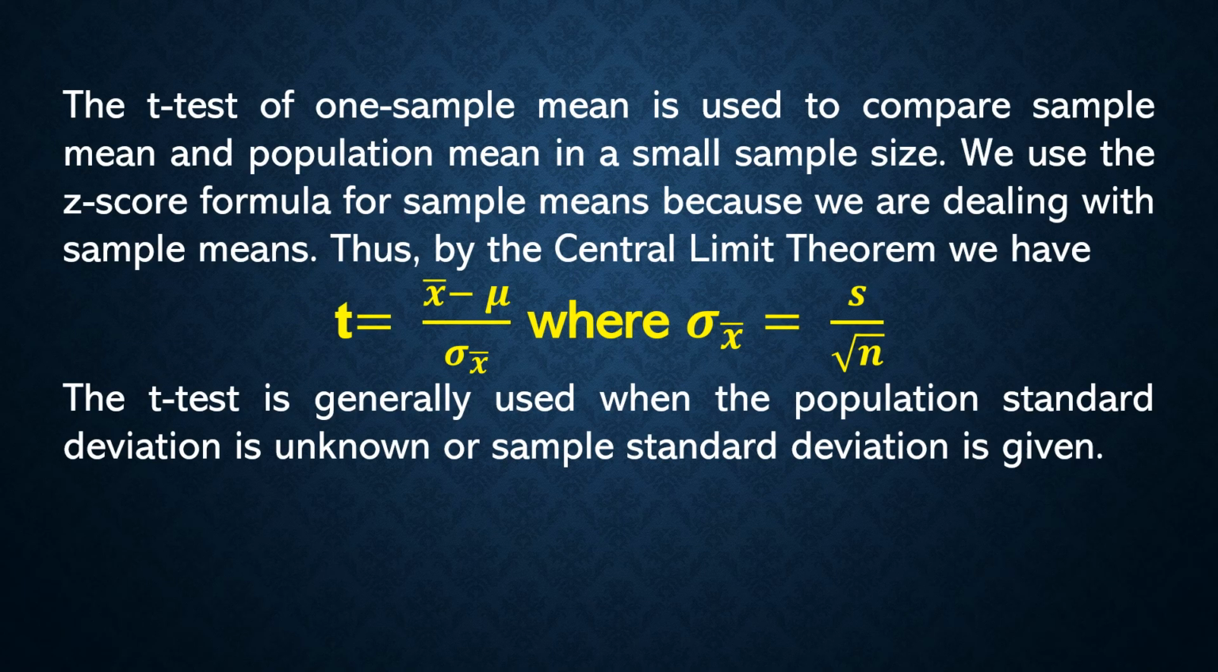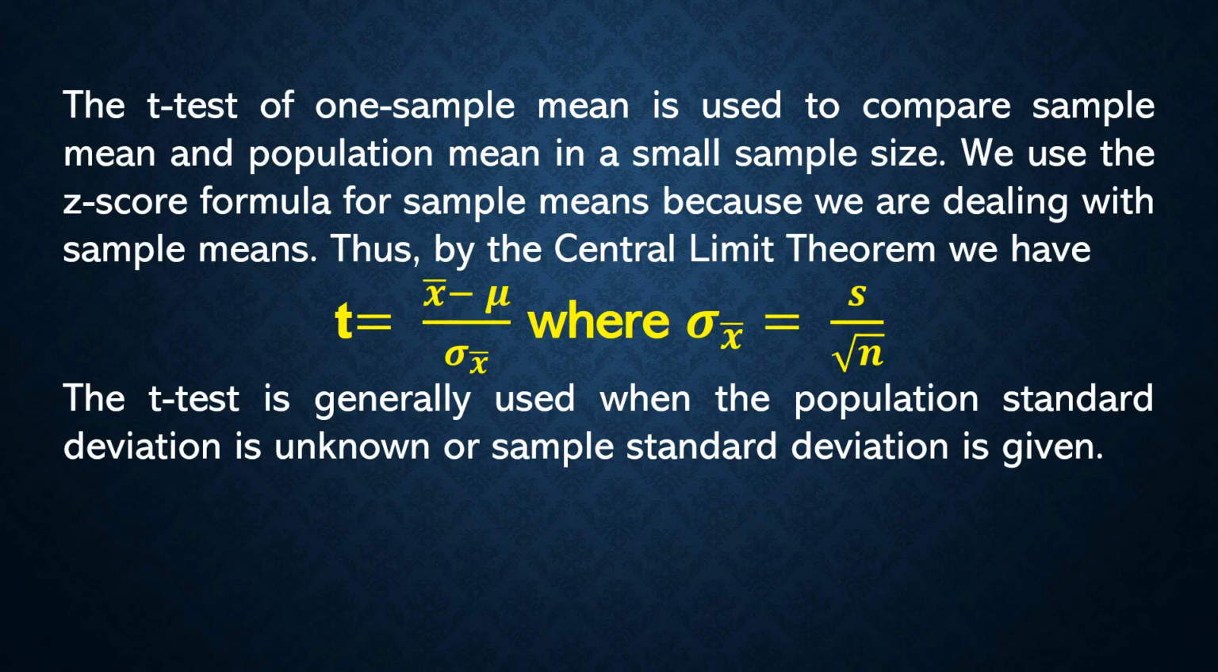The t-test of one sample mean is used to compare sample mean and population mean in a small sample size. We use the z-score formula for sample means because we are dealing with sample means. Thus, by the central limit theorem, we have t is equal to x bar minus mu all over sigma sub x bar, where sigma sub x bar is equal to s over square root of n. The t-test is generally used when the population SD is unknown or the sample standard deviation is given.